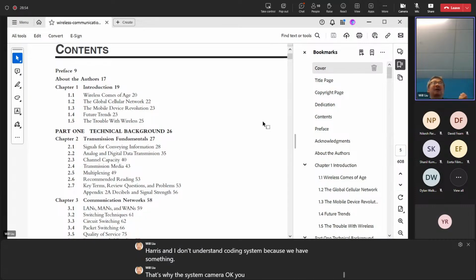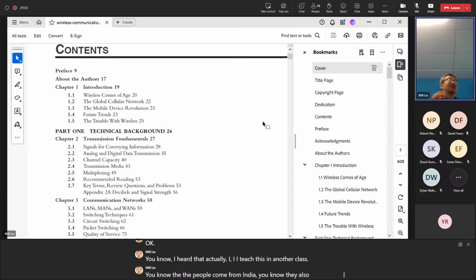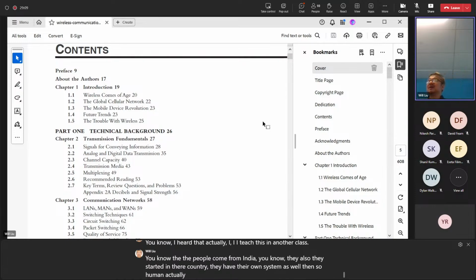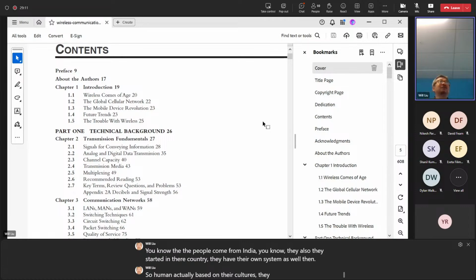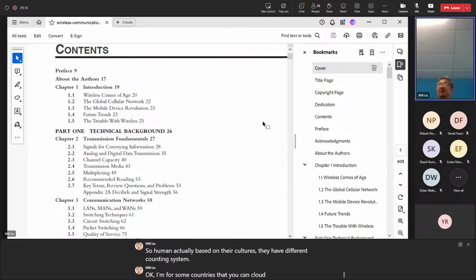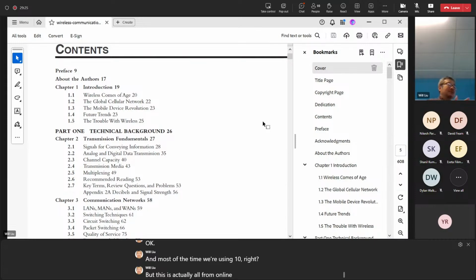I teach this in another class. People who come from India started in their country, and they have their own system as well. Humans, based on their cultures, have different counting systems. For some countries they use 12, and some countries probably use 7. Most of the time we're using 10, but this is all from our life because it's easy and people understand.